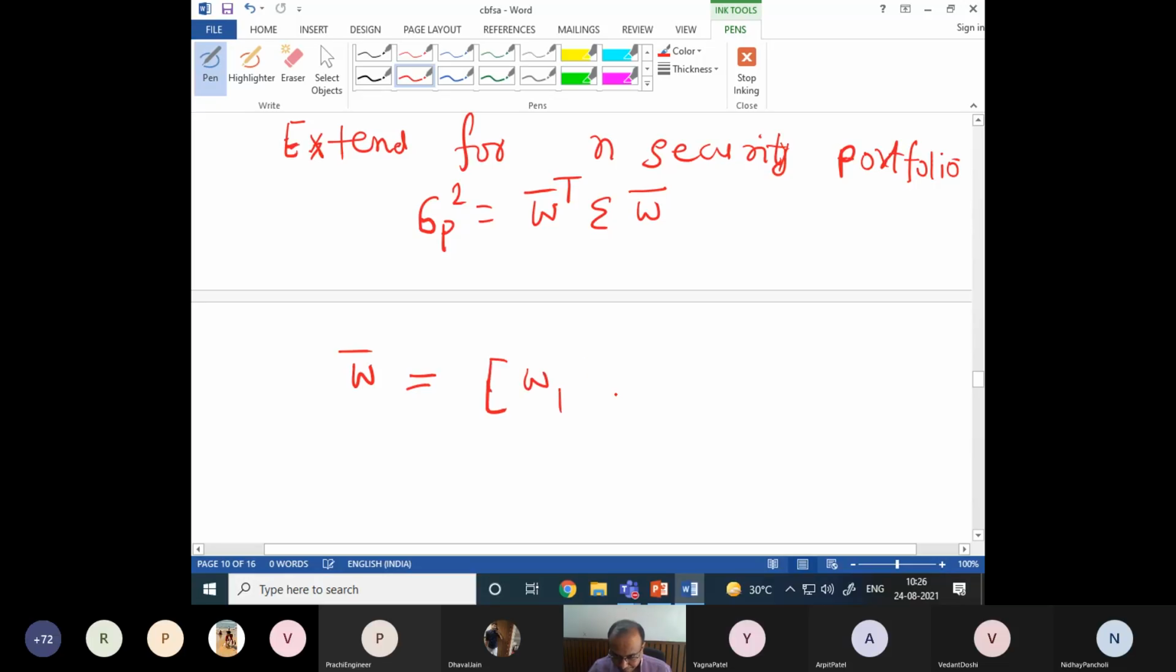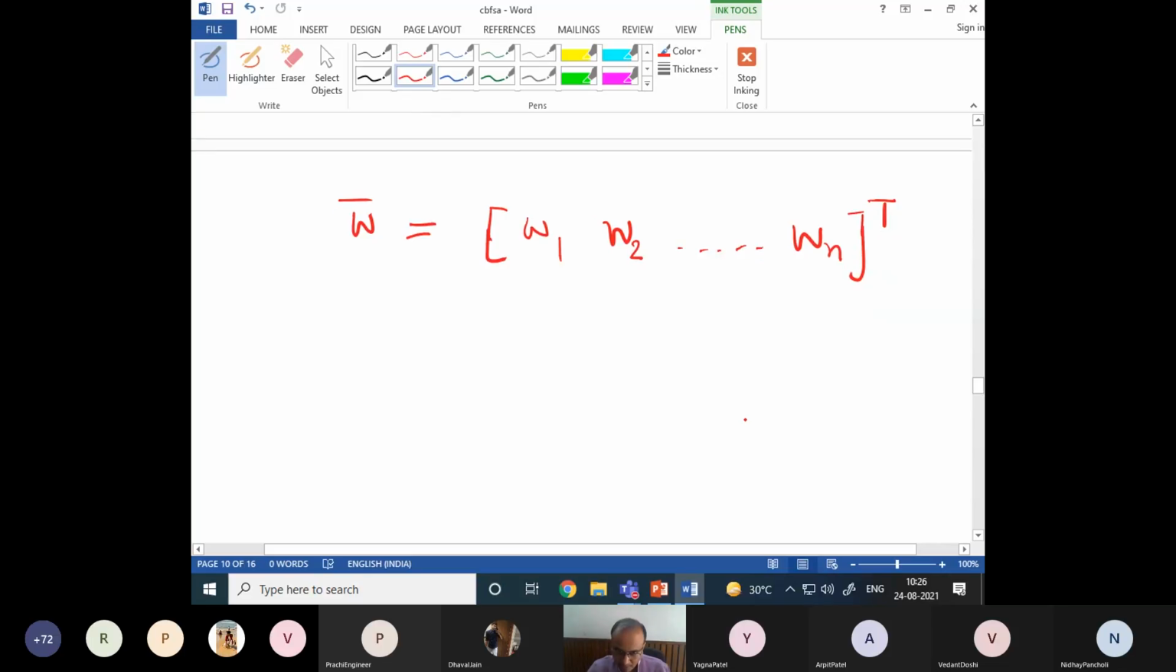which is W1, W2, up to Wn transpose. Remember, vectors we are taking as a column vector, so that's why I'm writing a transpose sign. So the W vector is W1, W2, Wn transpose. So actually it is a column vector. Then sigma, which is a covariance matrix here, is an n cross n square symmetric matrix.